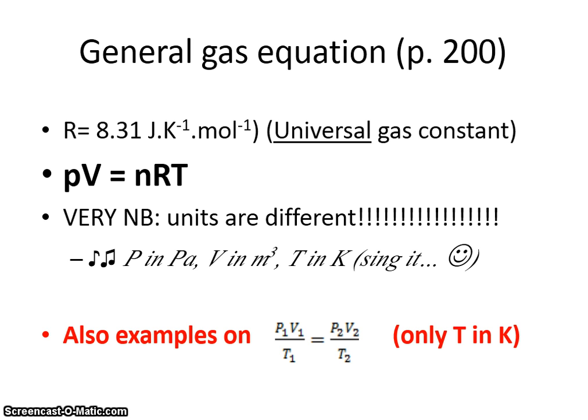It is very important. Also, then all examples on P1 V1 over T1 equals P2 V2 over T2. Only temperature you need to convert to Kelvin. The other units for pressure and volume can be in any unit, just as long as it is the same on both sides of the equation. But temperature in the denominator needs to be in Kelvin always.